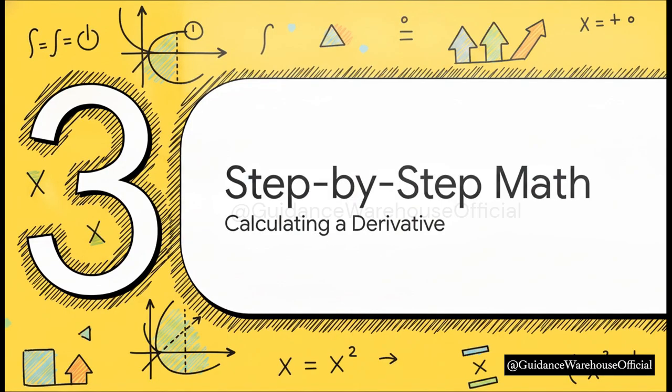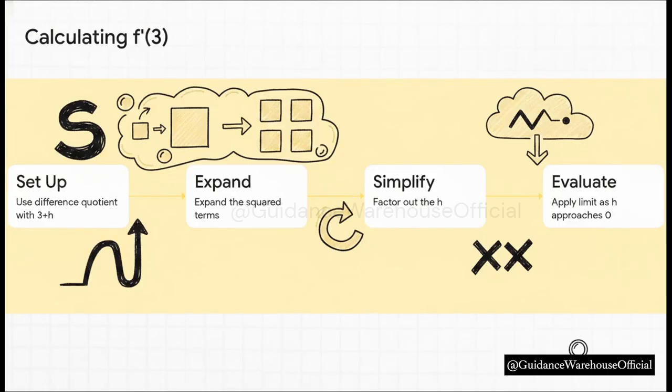Section 3, step-by-step math. Let's make this so much easier to grasp by stepping out of the theory and actually calculating a derivative together. Okay, let's say we want to find the exact slope of the curve x squared precisely at the point where x equals 3. Step 1, we set up our limit with our difference quotient, plugging in 3 plus h.